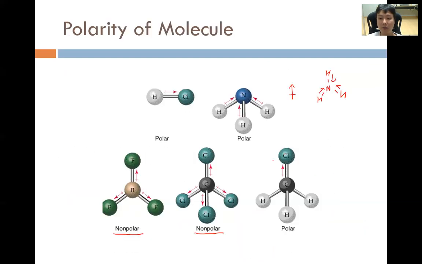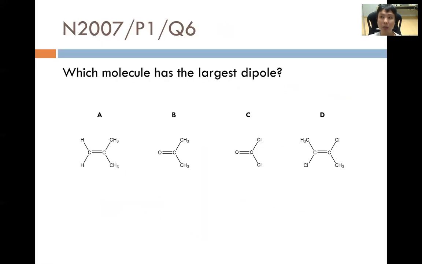Okay, so the only bond vector is along C-Cl. So this has a net dipole moment. The molecule has an overall net dipole moment, and this molecule, CH3Cl, is a polar molecule. Okay, so that's for all the content from these two learning outcomes, and we will look at two past year A-level questions that test on these two learning outcomes.